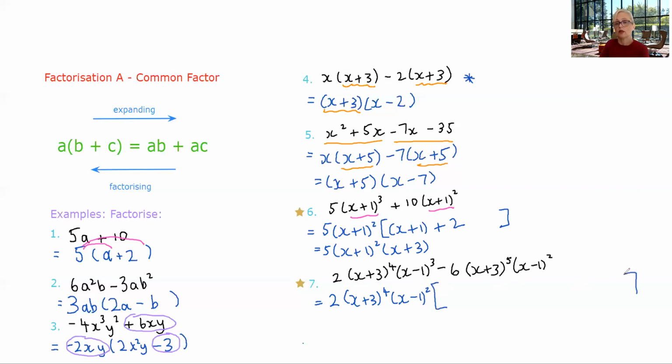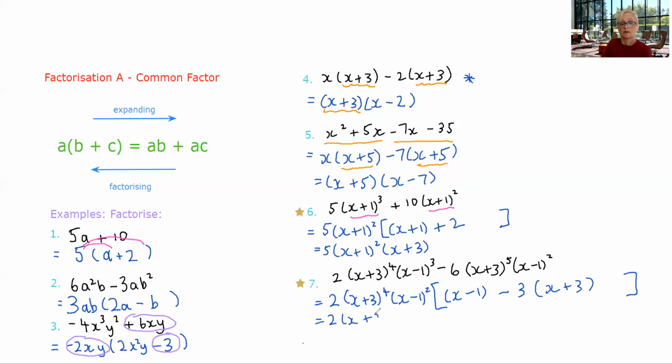Okay, now what are we going to need to multiply that by to get back where we started? Well, the 2 parts are okay. The (x plus 3) to the 4th part's okay, but I'd need to multiply it by (x minus 1) to the 1 to get this first term correct. To get this here, I'd need to multiply by minus 3. Now, I've already got my (x minus 1) squared okay, but I've only got (x plus 3) to the 4th and I want (x plus 3) to the 5th. So I'm going to need to multiply by (x plus 3).